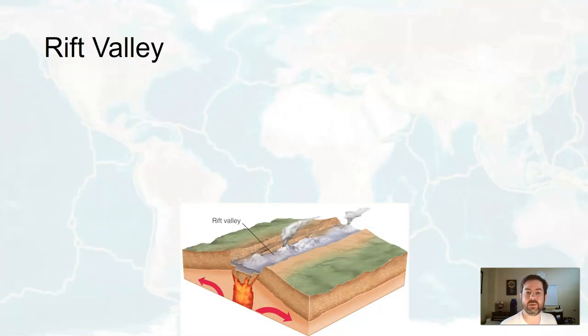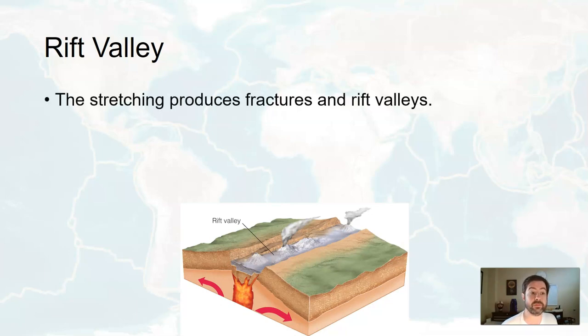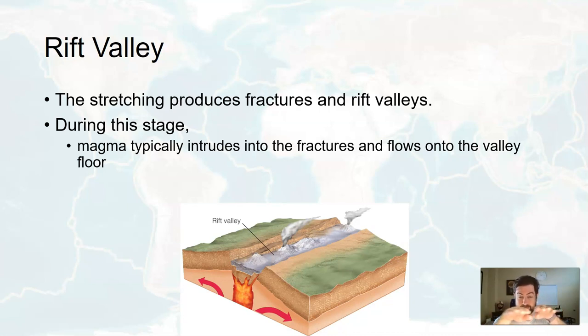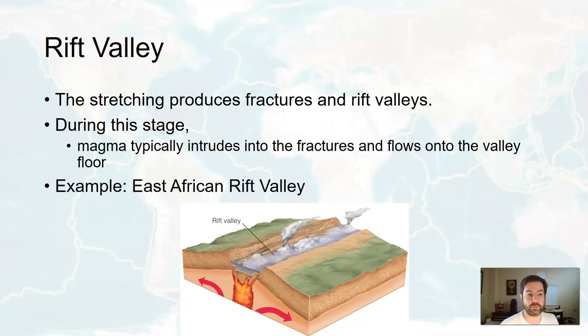If that's the case, then we can start to create something on land, on continental crust, called a rift valley. During this stage, magma typically intrudes into the fractures and flows into the valley floor. So kind of where this continental crust is cracking, lava flows onto the floor and solidifies. A great example of a rift valley is the East African Rift Valley.